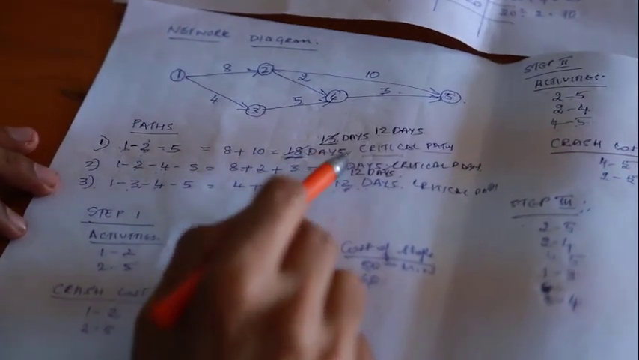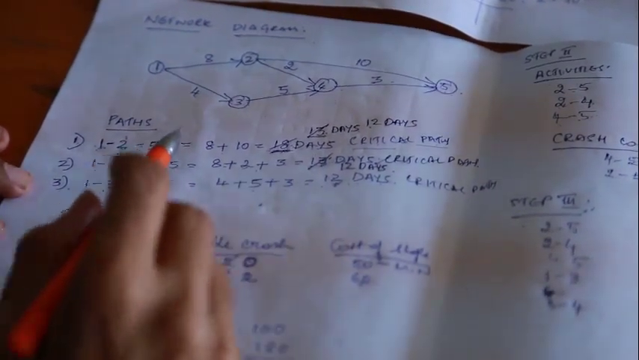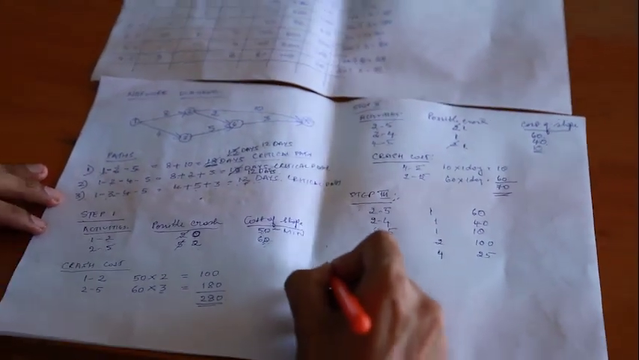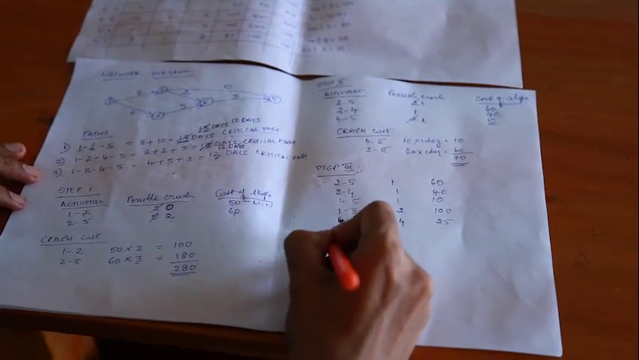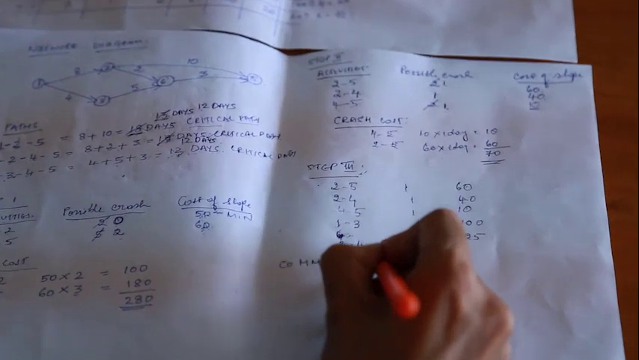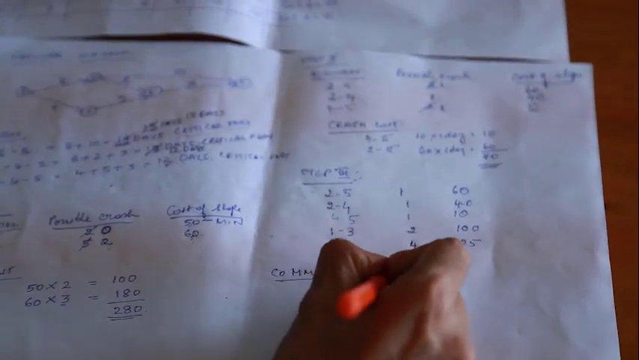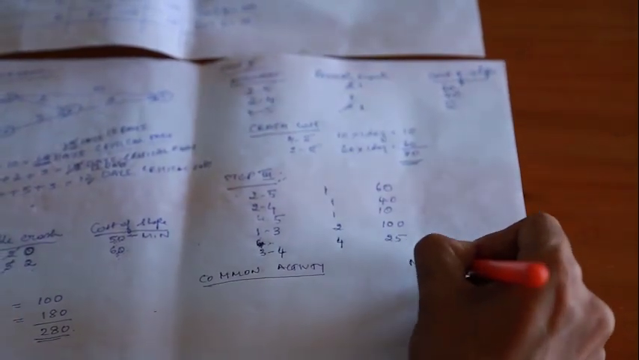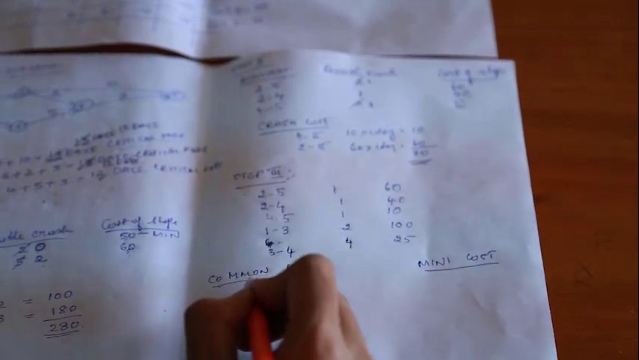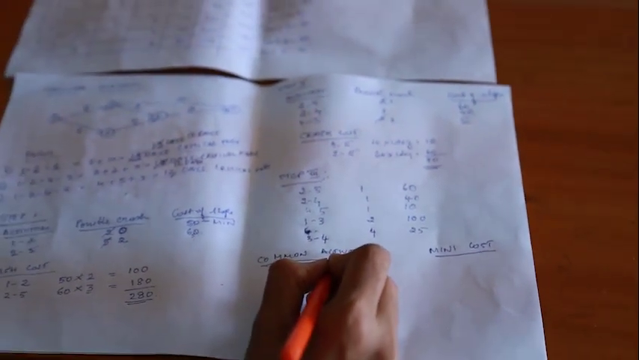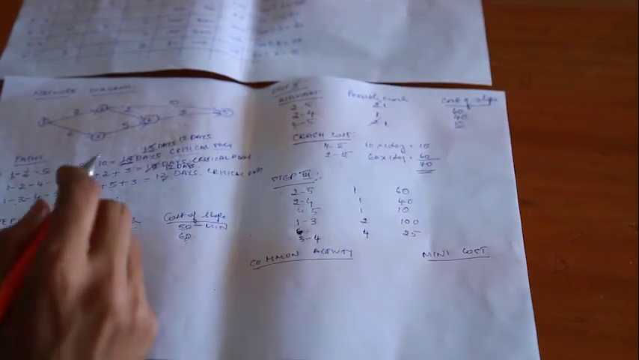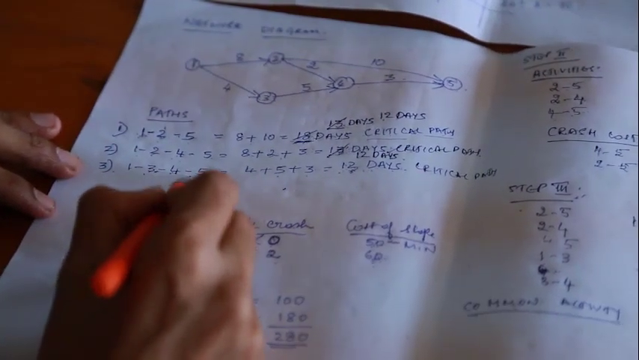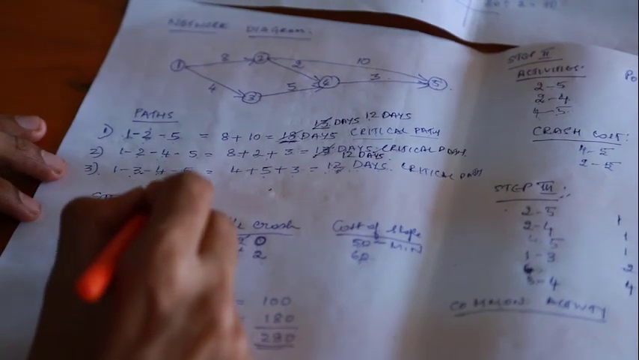Now let's crash the activity so that we can bring it to the same level. We'll have to reduce to the same number of days. Now we'll have to apply 2 methods here. One is the common activity method, the other one is the minimum cost method. Now why we'll have to apply the common activity method? Since we have 2 activities which are common in 2 critical paths, therefore we have to take the common activity.